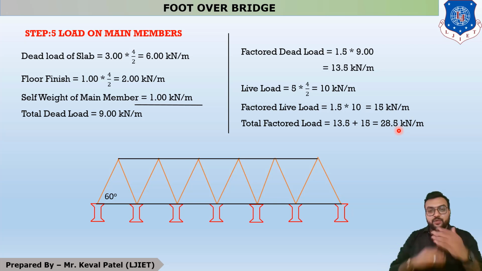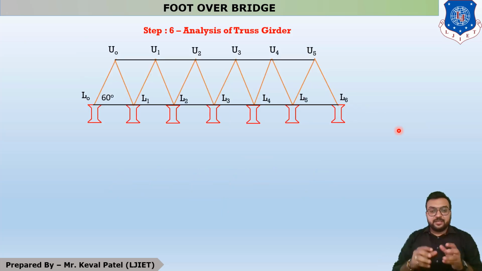Now we are moving further to our step number 6. Step number 6 is analysis of lattice girder, in which we just have to name all the junctions. Okay, this is the revision. All of today's session is the revision of all the members of our example number 1. Step number 6 is analysis of lattice girder, also called truss girder.